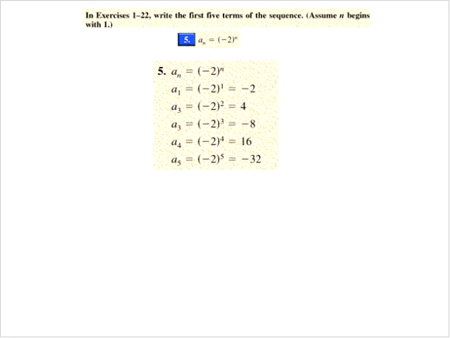Our sequences will usually be a sub n, where you're filling a value in for n somewhere. Since we want to find the first 5 numbers, we'll start with n being 1, 2, 3, 4, and 5. So let's plug 1 in for n and see what we get. Negative 2 to the first power is a negative 2. To find the second term, we plug 2 in for n, we get a positive 4. For the third term, we get a negative 8. For the fourth term, a positive 16. And for the fifth term, a negative 32.